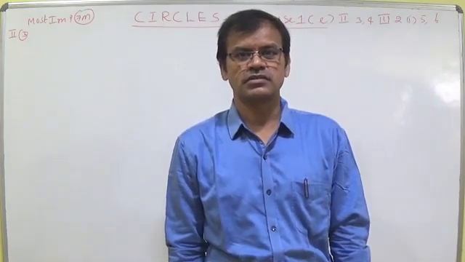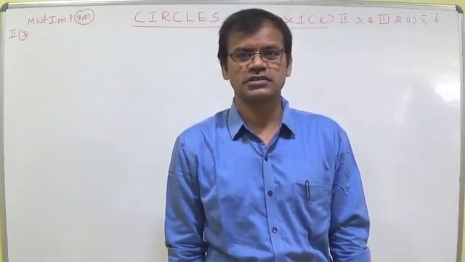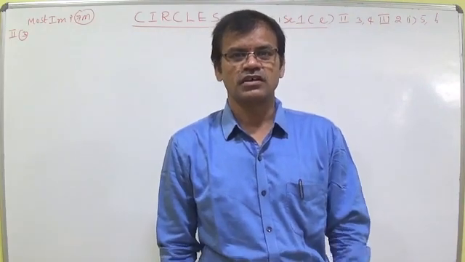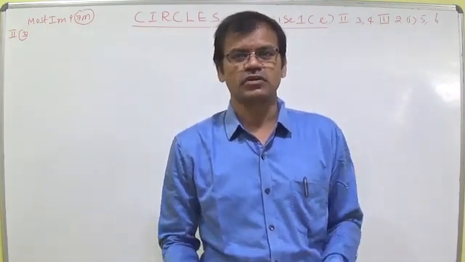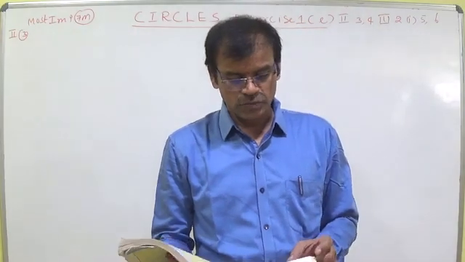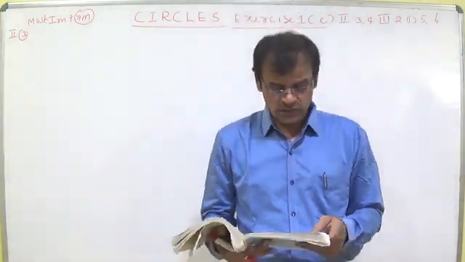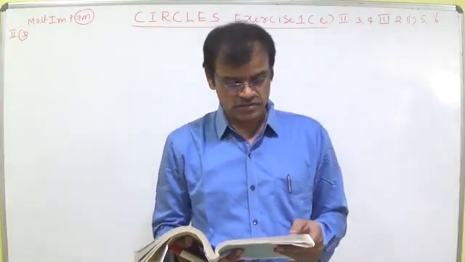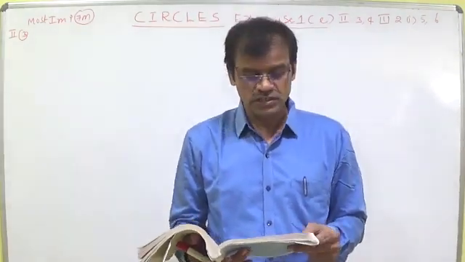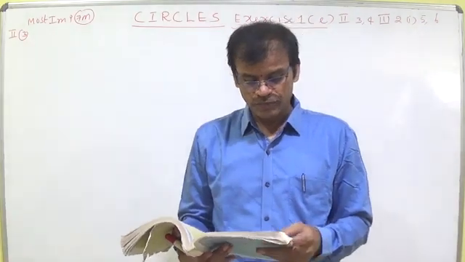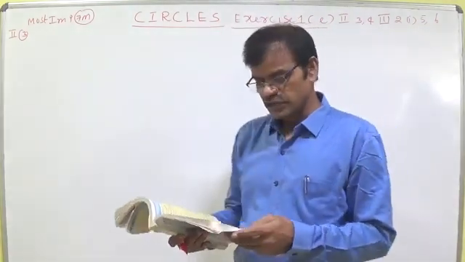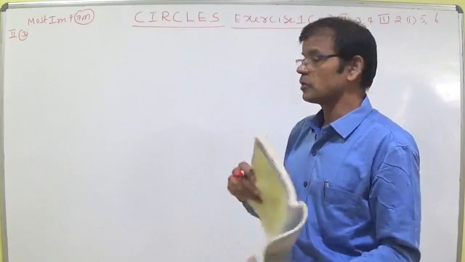Dear students, now we are in the chapter of circles. Until yesterday we have learned exercise 1E, Roman number 2 sums. Roman number 3 first sum also I explained in the previous class. I think this is the last class of the IPE circles chapter. Roman number 2, two questions completed. Let us discuss the third question.